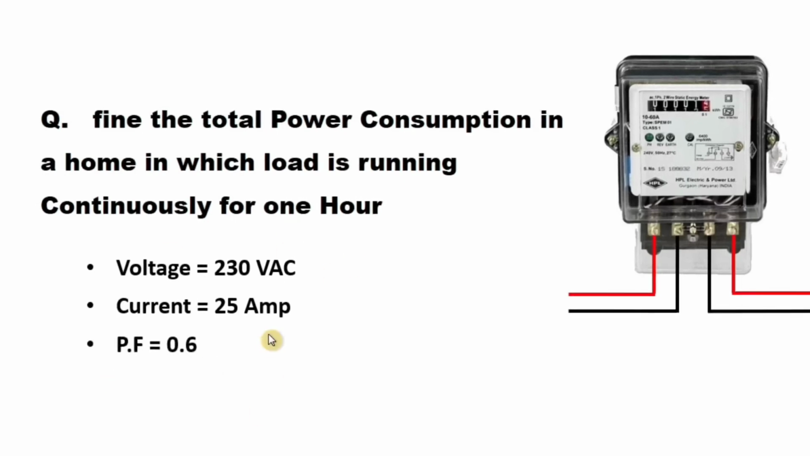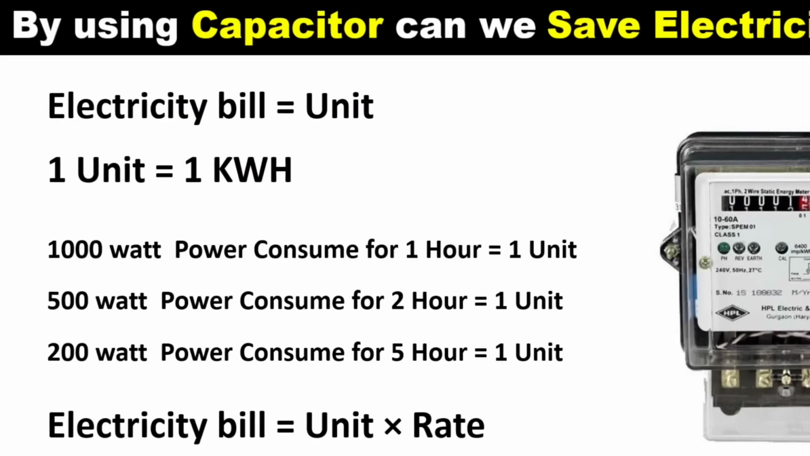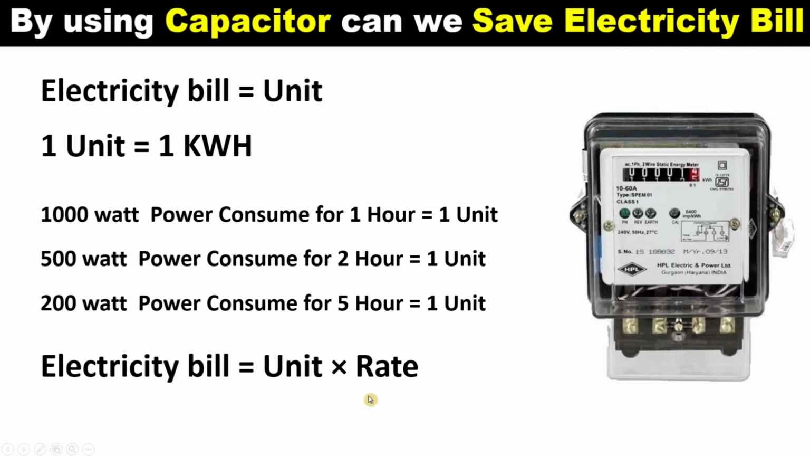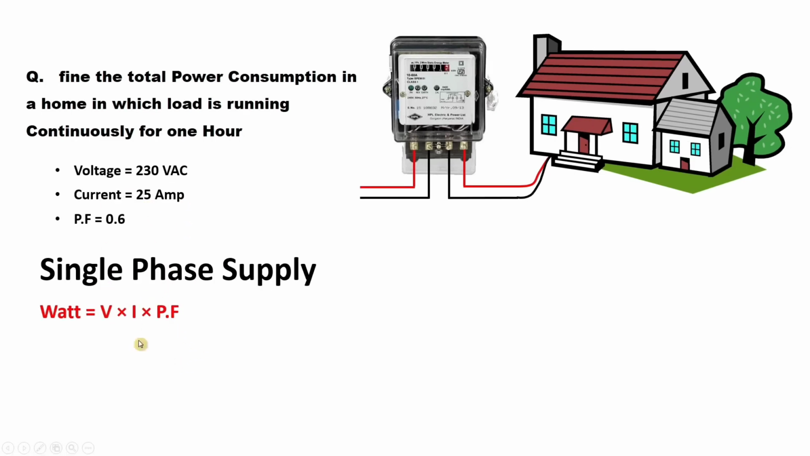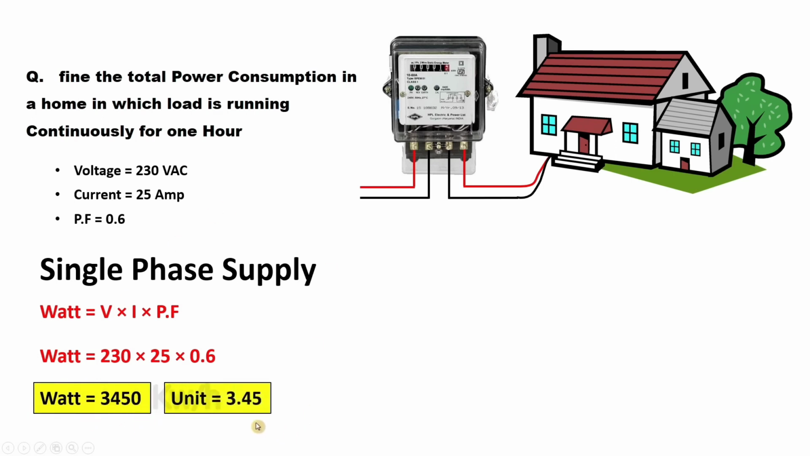To solve this question, we have to use this formula. As I told you in the starting, if we run a 1000 watt load for 1 hour, then 1 unit of power is consumed. So in our home, we will find the power consumption in watt, and to find it you have to use this formula. This formula is only for a single phase power supply. I am putting in all the values: voltage is 230 volt, current is 25 ampere and power factor is 0.6. If I multiply all these values, the answer will be 3450 watt. If you convert this watt into units, the answer is 3.45 units.